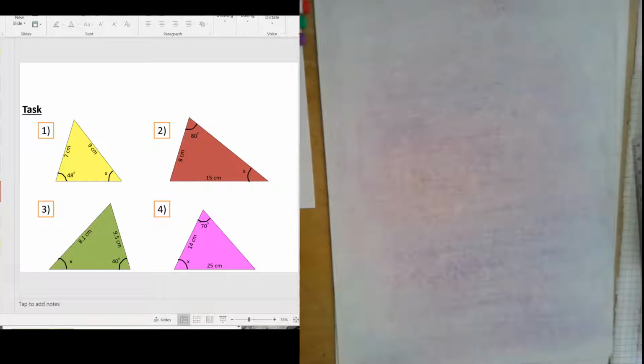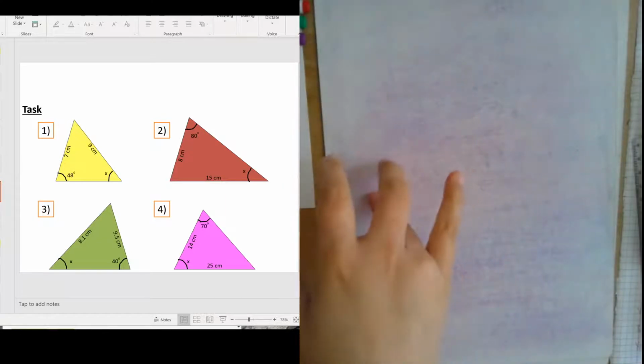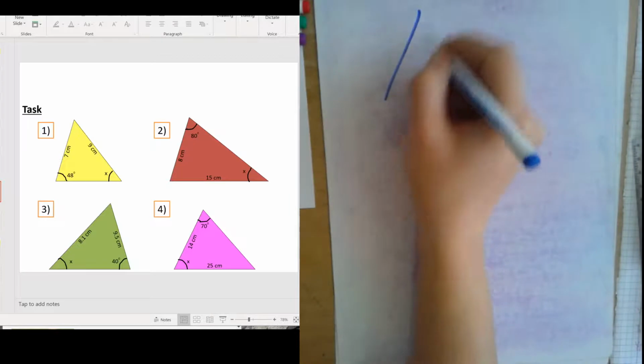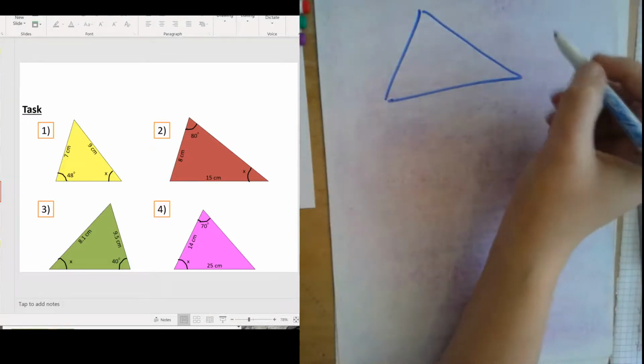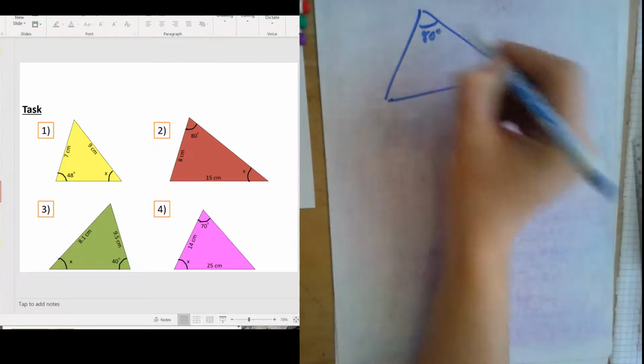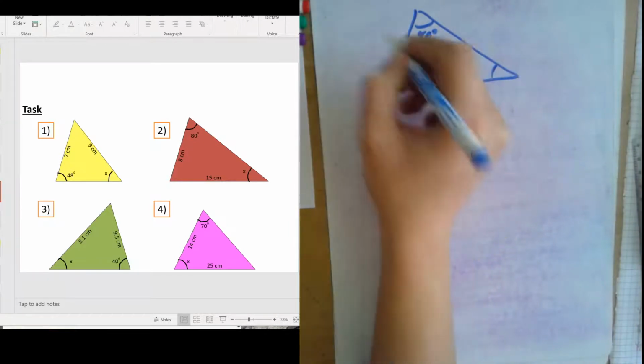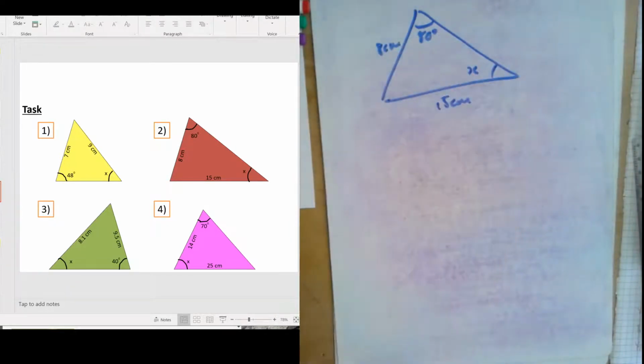Okay, so for this one, we are going to find the angles. So I'm only going to do a couple of questions for this. Previously I did a and c, so this time I'm going to do 2 and 4. So I've got this one, which is 80 degrees. This is X. This is 15. And this is 8. Okay, so let's label it up.